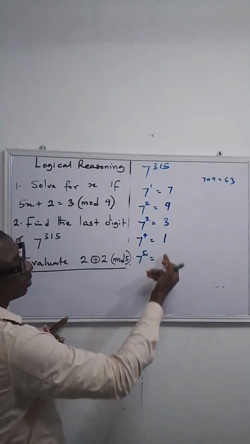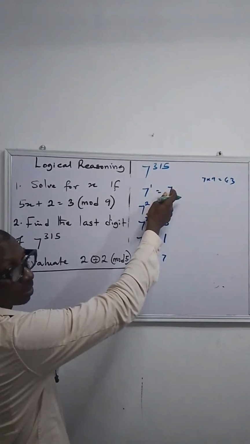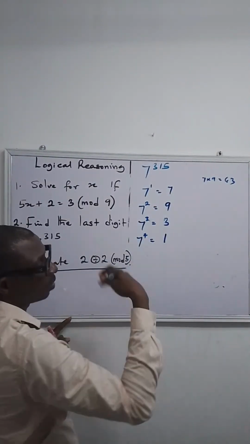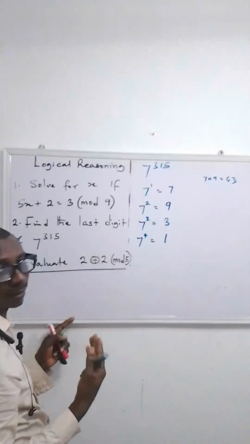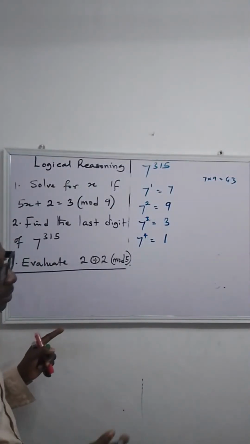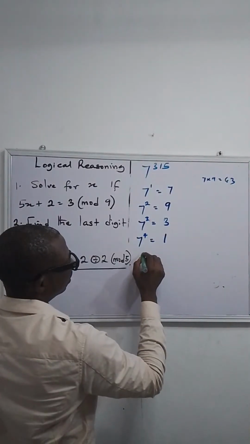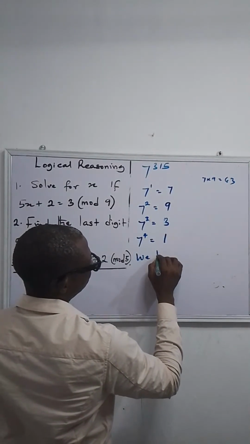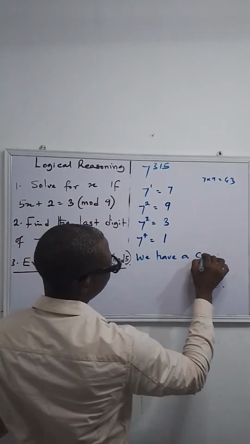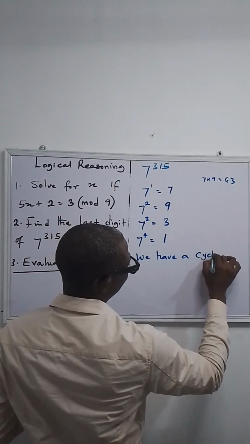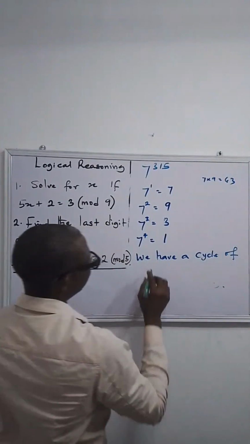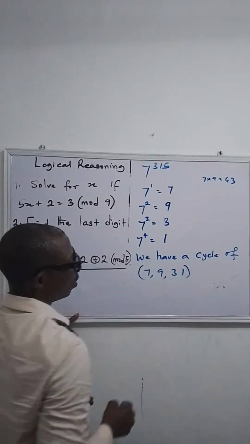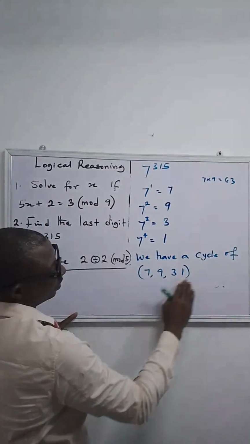So 7 times 1, you have what? 7. So it's the same thing we had earlier. That means from here we begin to have a circle of 7, 9, 3, 1. So we have this circle of 7, 9, 3, 1.